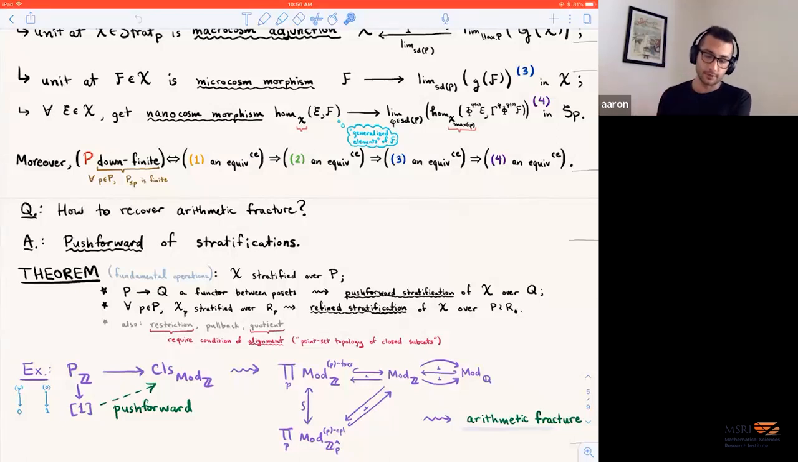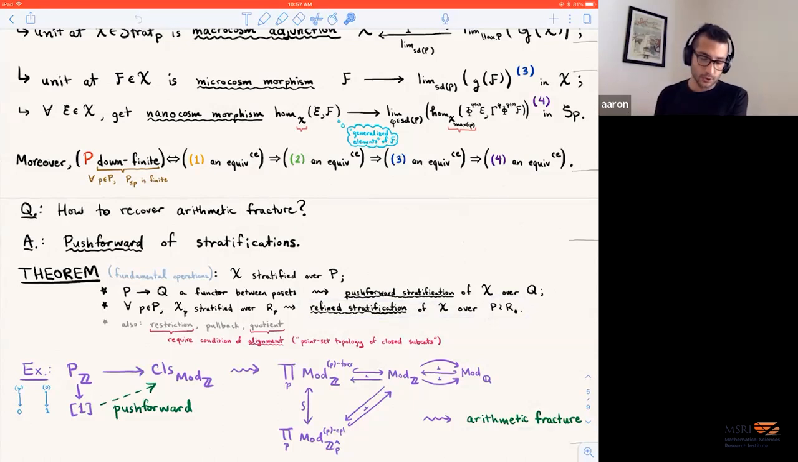Let me just mention one other fundamental operation that I think is really nice. If X is stratified over P, and then additionally each stratum, I stratify it over some other poset, R_p, there's a refined stratification over what's called the lexicographic product poset. You can probably guess what poset that is.